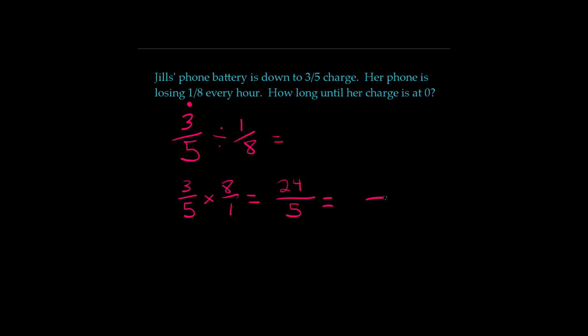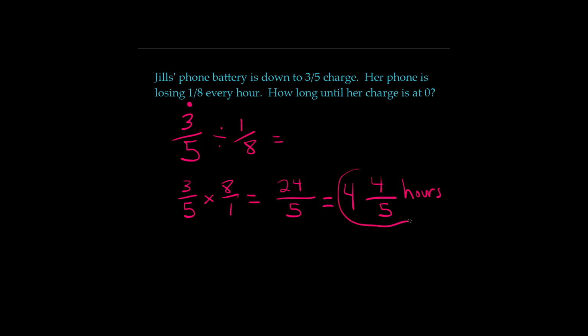And we need to write that, of course, in simplest form, which will be a mixed number. So how many 5s can go into 24? 4. And what's left over? 4. Because 5 times 4 is 20, plus 4 is 24. All right, so 4 4/5 hours until her phone is all the way down to 0.